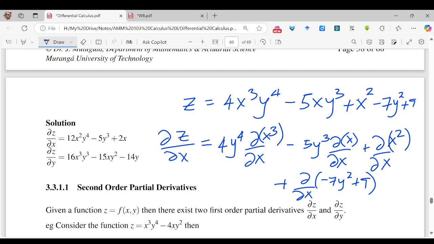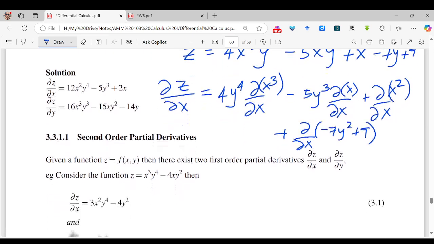Remember, the derivative of a constant is 0. So when we differentiate x cubed, the first term, we get 3x squared. So 3x squared multiplying 4y raised to the power of 4 will give us 12x squared y raised to the power of 4. And in the second term, when we differentiate x to the power 1 with respect to x, we get 1. So 1 multiplied by minus 5y cubed will give us minus 5y raised to the power of 3.